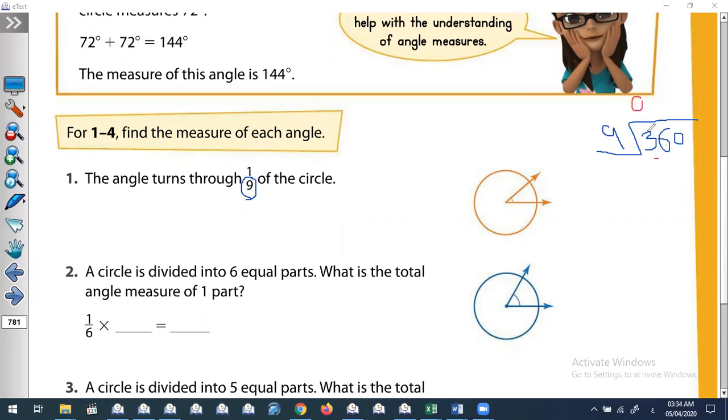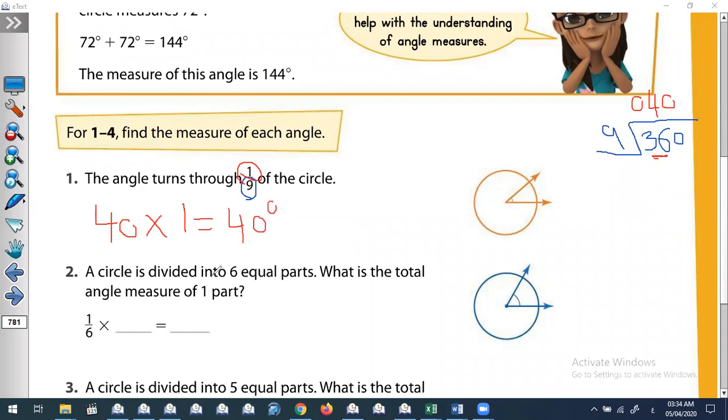So put 0, take another digit, 36. 36 divided by 9, I can find it directly because 36 is in table 9. So the answer directly is 4 because 4 times 9 is 36. And don't forget the 0, put it up. So the answer is 40. Don't forget to multiply 40 by 1 because we have 1 up. So the answer is 40 degrees.